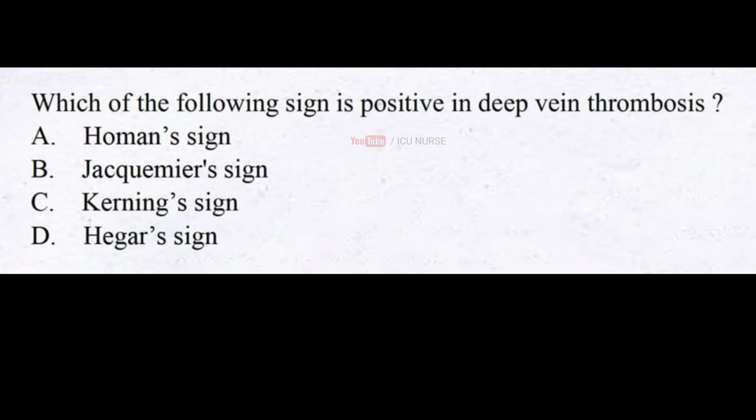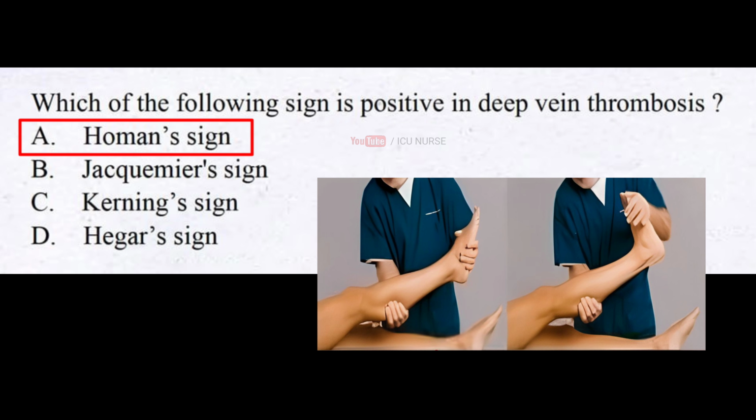Which of the following sign is positive in deep vein thrombosis? A. Homan's sign. B. Jacquemuir's sign. C. Kernig's sign. D. Hager's sign. And the correct answer is A. Homan's sign. Homan's sign is often used in the diagnosis of deep venous thrombosis of the leg. A positive Homan's sign, that is calf pain at dorsiflexion of the foot, is thought to be associated with the presence of thrombosis.